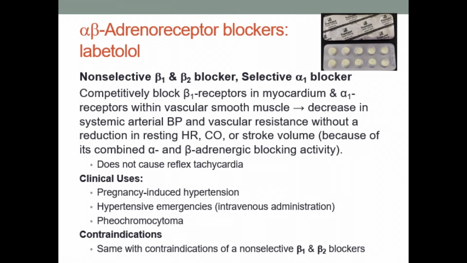Okay, next is another drug. The next is another type of beta blockers, but this time is a hybrid alpha and beta blocker. The drug name is labetalol. It is a non-selective beta blocker. That means it blocks both beta 1 and beta 2. But at the same time, it's a selective alpha blocker. It only blocks alpha 1.